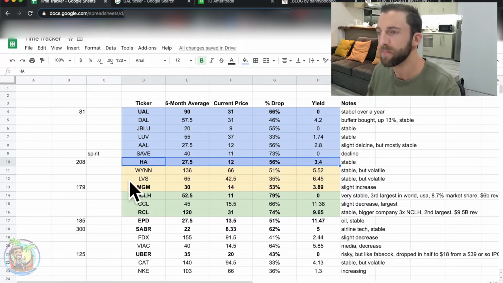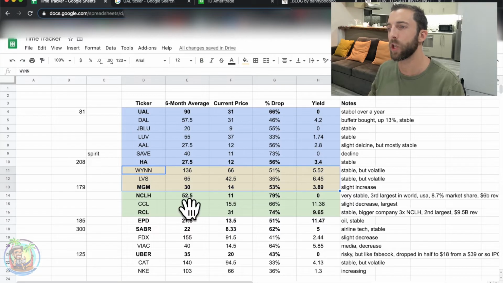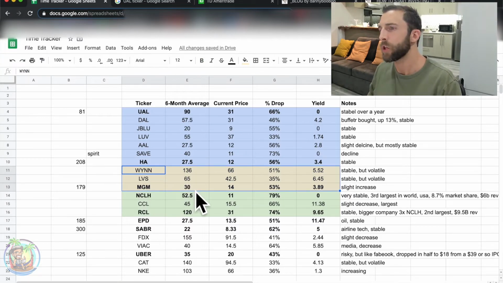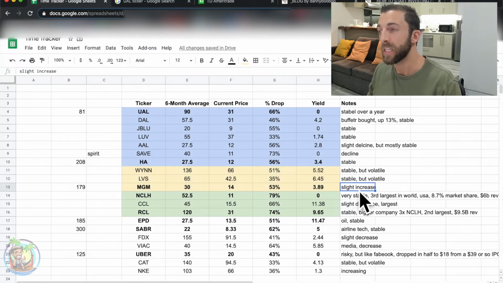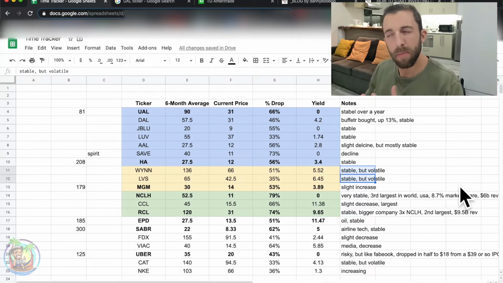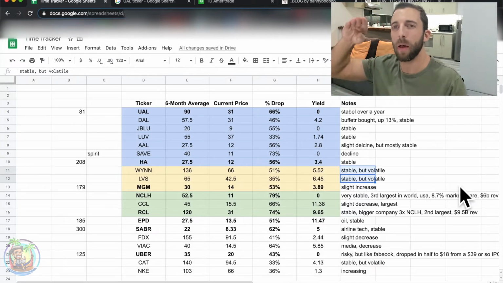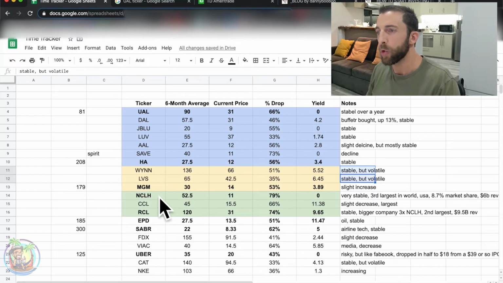3.4% yield, that's nice. Now, Vegas, I have decided to go, this is Wynn, this is the Sands, and this is MGM. I decided to go MGM because over the last year, they've shown a slight increase, and they have the biggest drop. While Wynn and Sands, they've been stable last year, but there's been a lot of volatility going up and down last year.